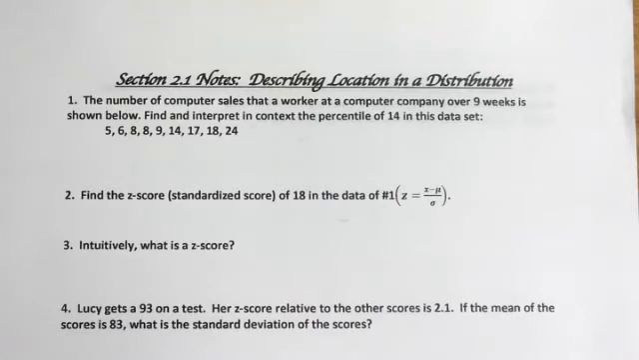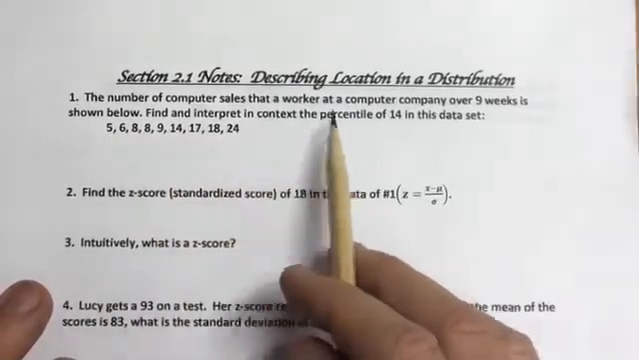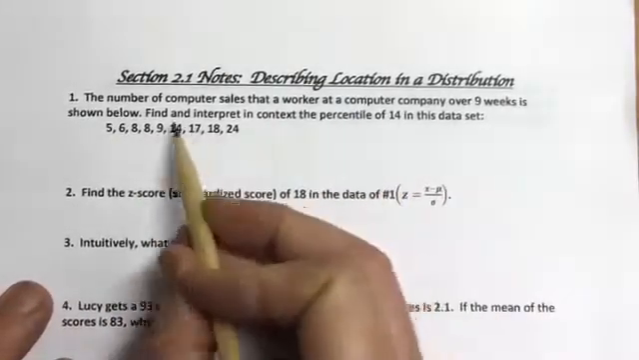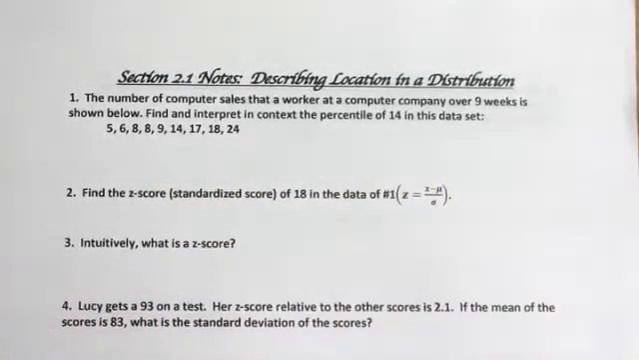But the first thing is the concept of percentile and a z-score. So let's look at this problem right here. It says the number of computer sales that a worker at a computer company made over 9 weeks is shown below. Find and interpret in context the percentile of 14. The percentile is the percent of values in the distribution that are at or less than our value.